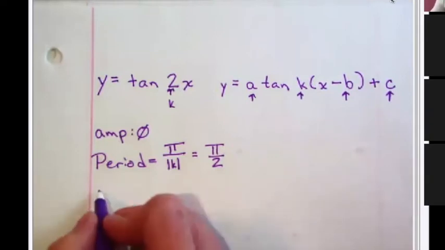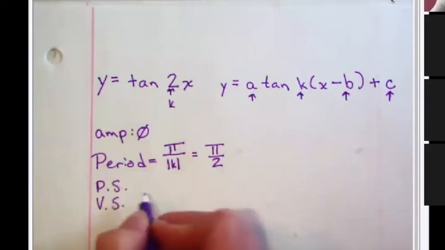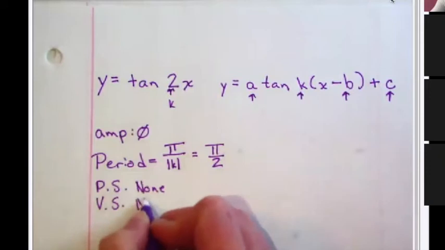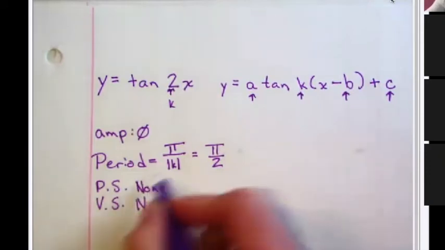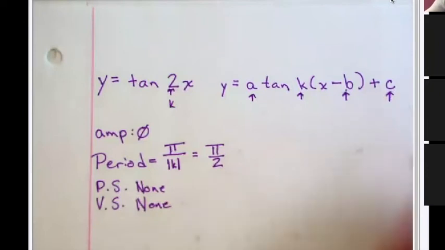For this one, we don't have a phase shift or a vertical shift. We didn't add one of those in, but we could have. Phase shift comes from the B value and the vertical shift comes from the C value. But we don't have either one of those happening here.